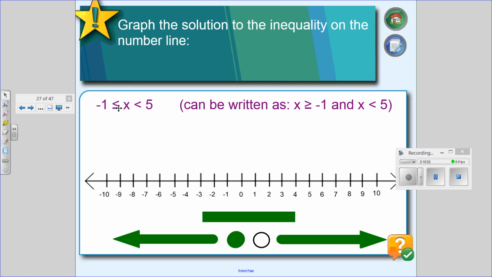Negative 1 is less than or equal to x, which is smaller than 5. This could be rewritten as x is greater than or equal to negative 1 and x is less than 5. So let's go ahead and graph this one. Let's see if we get the same thing. Stop the video now.